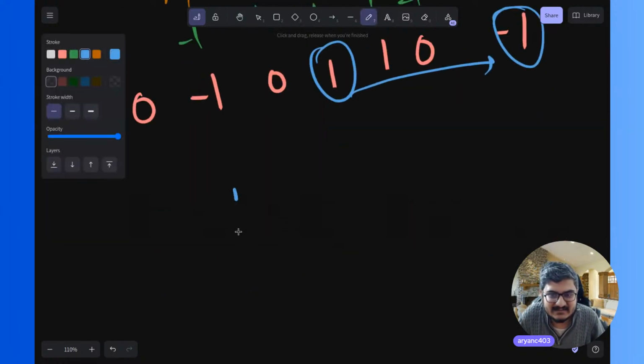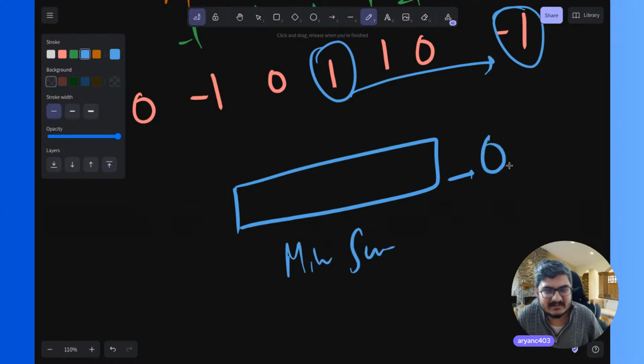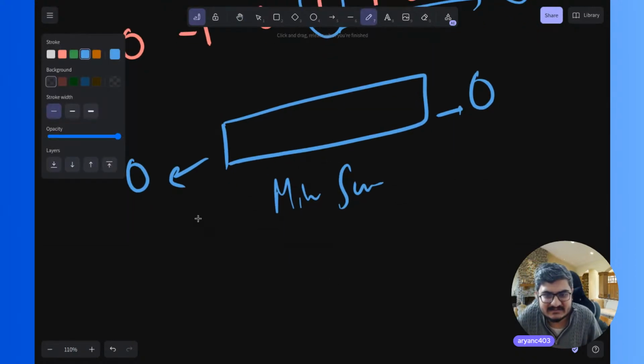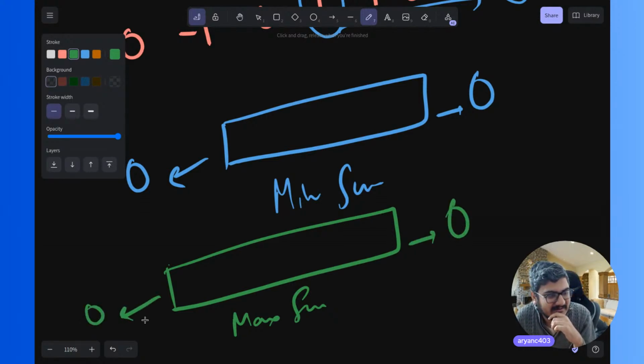The idea is like, let's say this array has the minimum sum. If you extend it by 1, you will increase that sum by 1. If you extend on this side, you will increase that value by 1. And whenever you extend, you will keep increasing by 1, and you will end up with something like this. And let's say you came up with this as the max sum. If you extend it on the left side, you will decrease that value by 1. If you extend this side, you will decrease that value by 1.